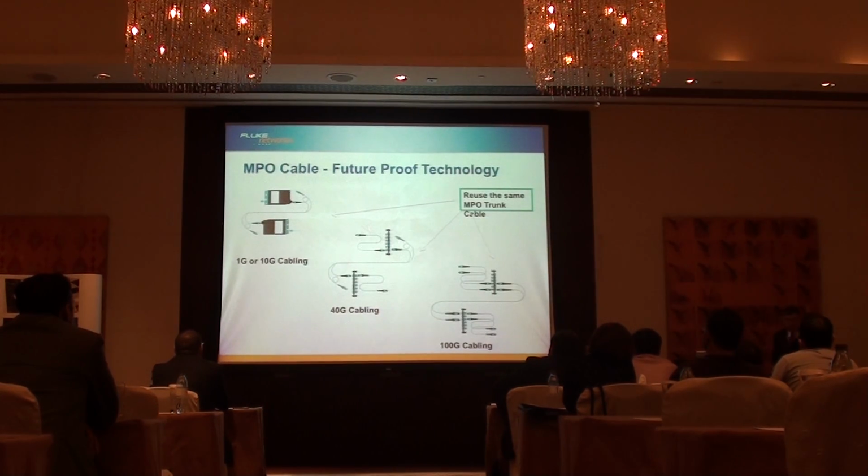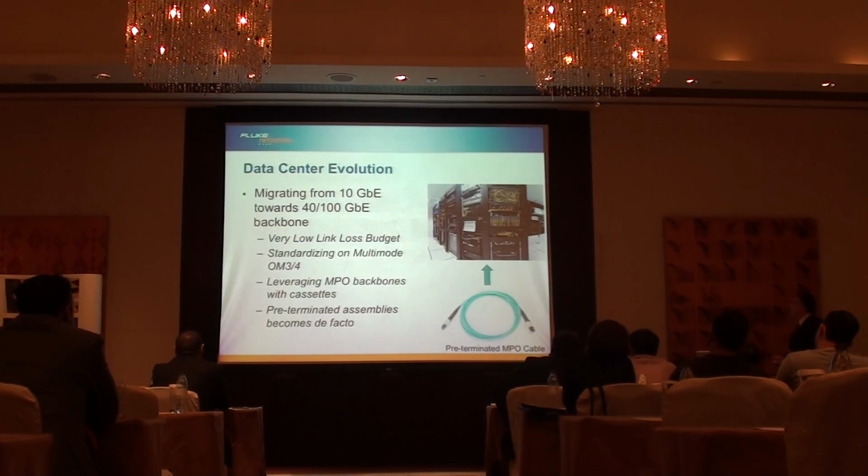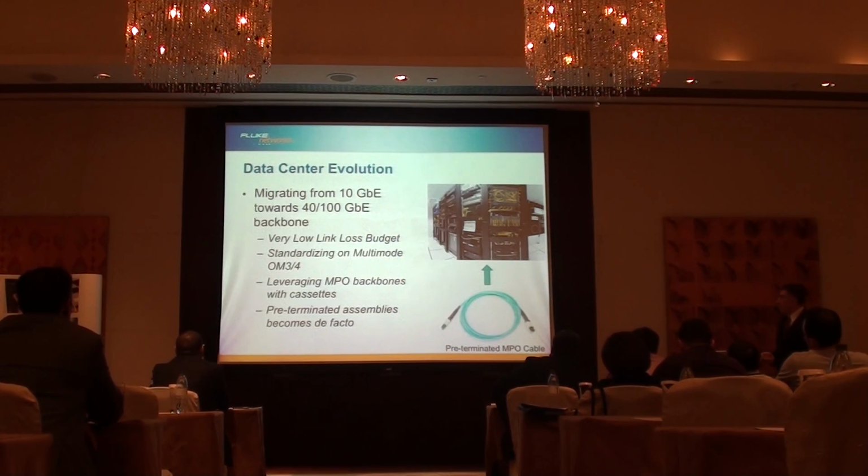Okay. Now, one of the nice things about MPO is that it has enough capacity that you can migrate to higher bandwidth requirements without touching the infrastructure. That's one of the nicest features about MPO. Very low link cost budgets. Everything is standardized, especially on OM3 and OM4. They are very high performance.